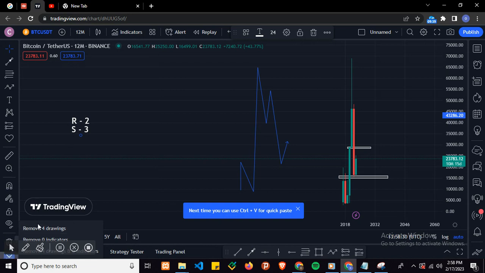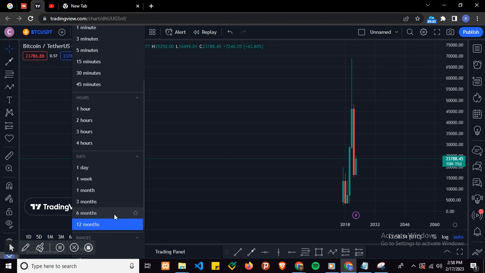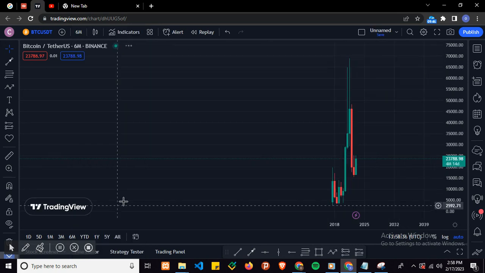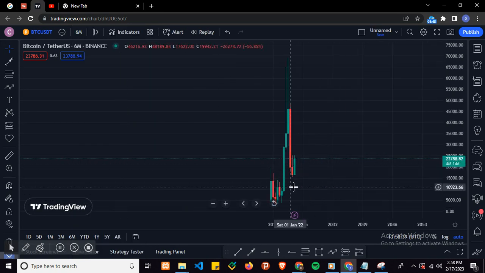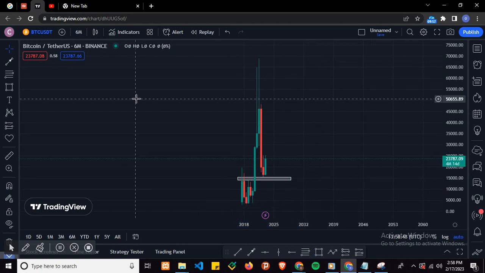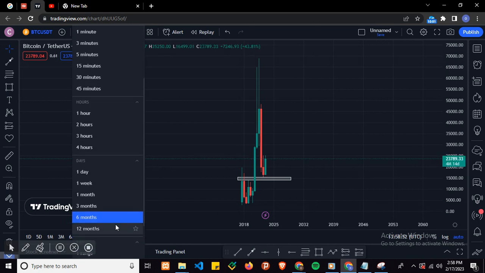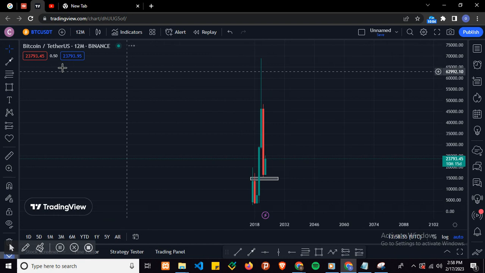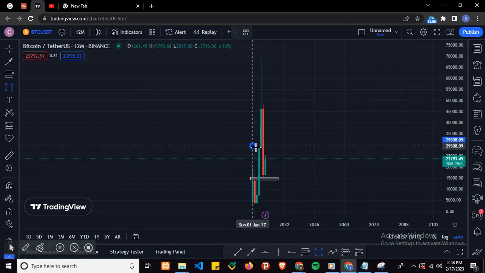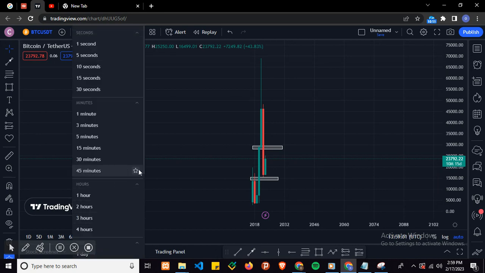Now let's get to the lower time frame. That's what's happening on 6 months. I think this is 6 months. Yes, this is 6 months. So let me draw a nice one like this. Let me go back to 12 months and draw something like this. So let's go back to now.